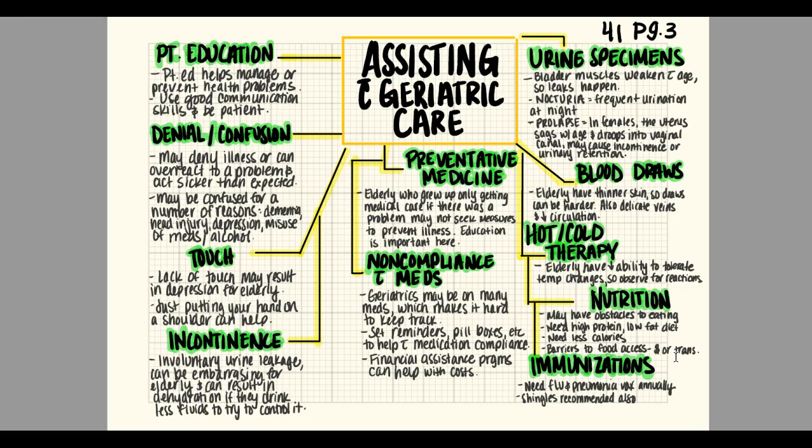Non-compliance with medications, those are a big deal with our geriatric populations. They oftentimes are on many medications, which makes it kind of hard for them to keep track of them. So if we can set up reminders for them, or set up pill boxes for them, medication lists, or whatever we can do, set up a method or a plan for them to help maintain medication compliance, that will help keep them on the right dosages and schedule for their medications.